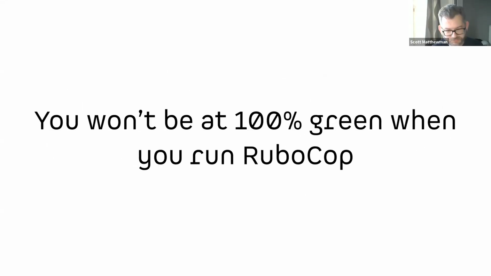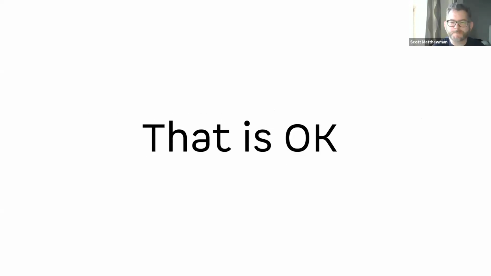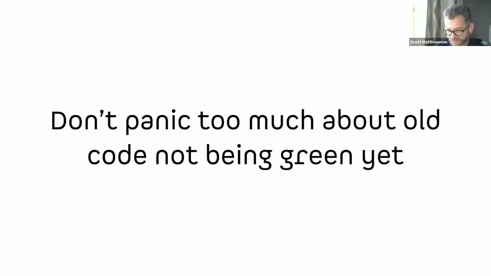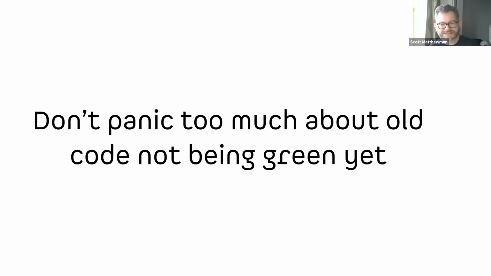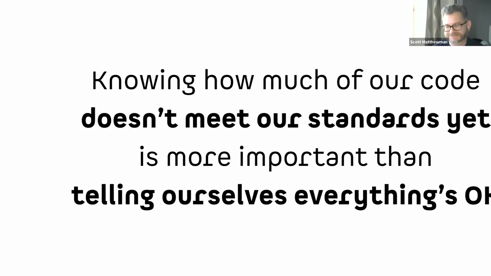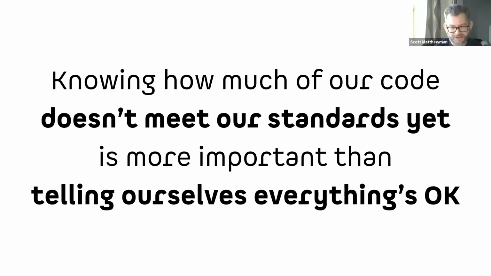And that does mean that when you run RuboCop, you won't be at 100% green, particularly if you're working on a code base where the project was 4 or 5 years old. But I think that is okay. I think you should not panic about everything not being green. What it actually is telling us is how much of our code doesn't meet our standards yet. And I think that's more important than creating a mess of green that just hides everything away under the carpet.